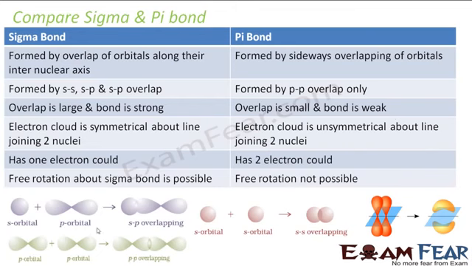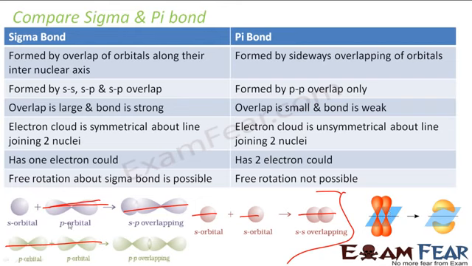So let's compare sigma bond and pi bond. This is my sigma bond on the left side. Sigma bond is formed by the overlap of orbitals along the internuclear axis. If you see, this is my internuclear axis. So overlap happens along this line, and I get this type of bonds, right? And pi bond is formed by sideways overlap. These are my two internuclear axes. They are always parallel to each other.